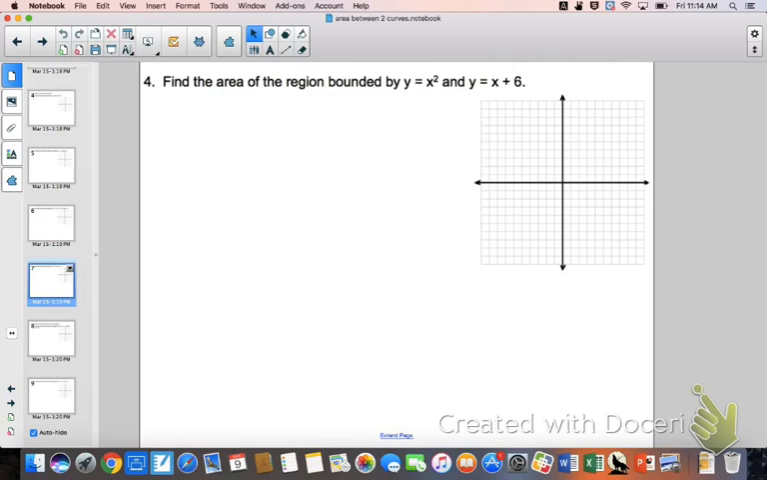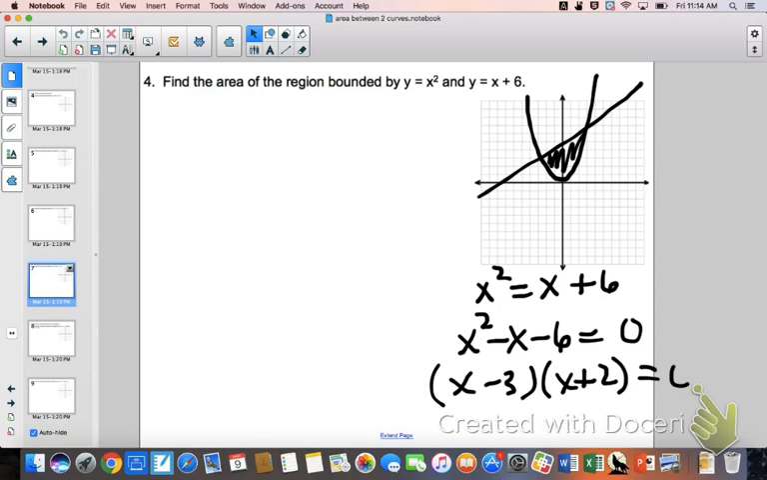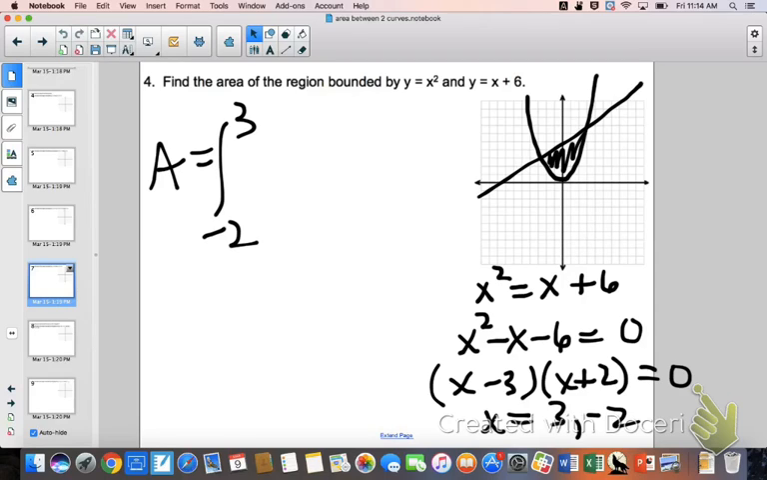Next, we have this one right here. Alright, again, y equals x squared and y equals x plus 6. This time the bounds aren't given to you. Okay, so the first thing you have to do is find those bounds. So we're going to subtract the x and subtract the 6. So x minus 3, x plus 2. So you get 3 and negative 2. So our area, the bounds are negative 2 to 3.